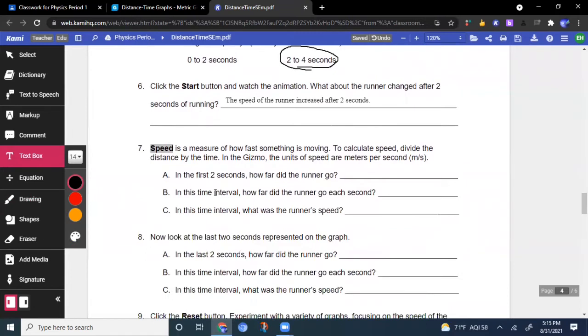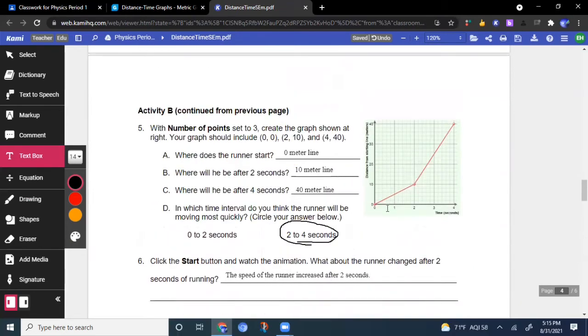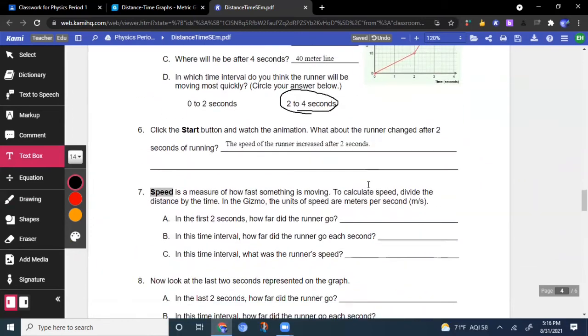Part 7. Speed is a measure of how fast something is going. To calculate speed, divide distance and time. In the Gizmo, the units of speed are meters per second. In the first 2 seconds, how far did the runner go? Well, 2 seconds, runner went 10 meters.